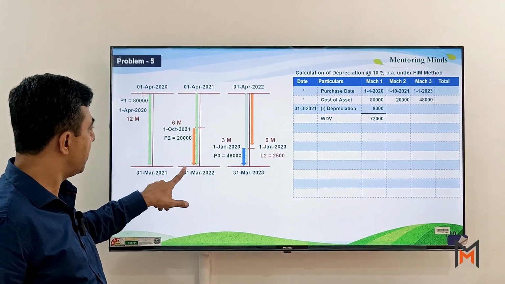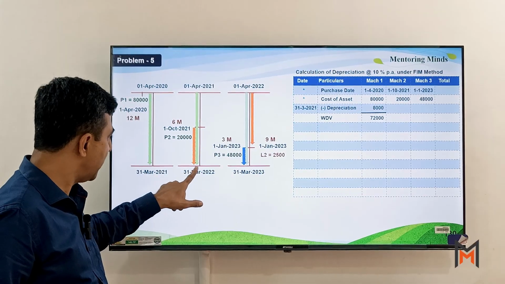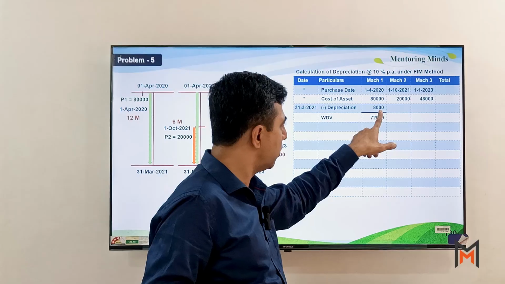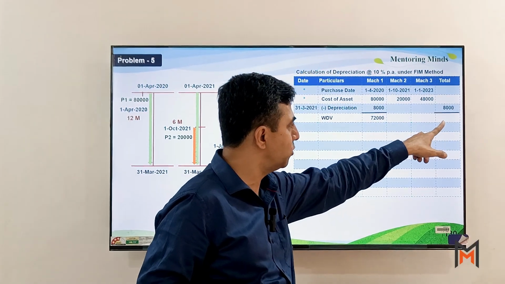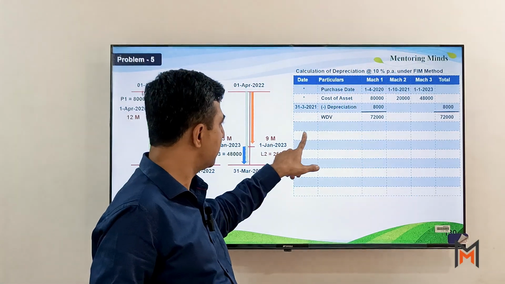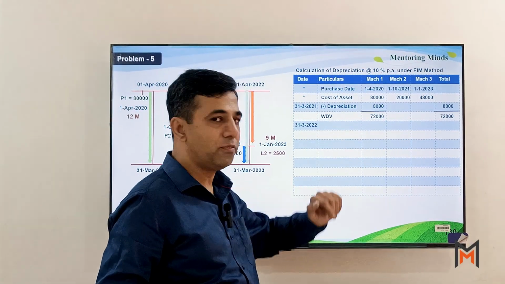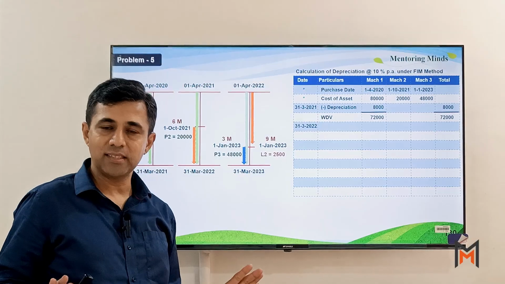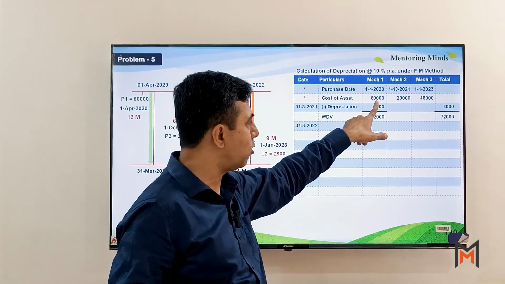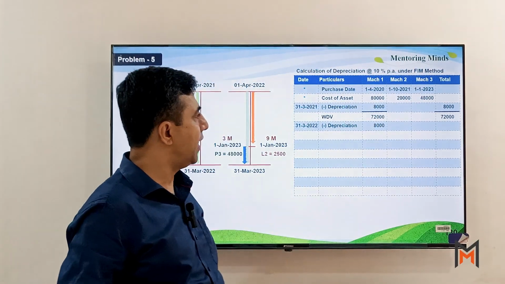In the second year, we have purchased the asset. So now at the end of the year, there are two assets with us. First, let us do the total of depreciation, which is 8,000, and here 72,000. In the second year, there are two assets with us. So here 10% of 80,000. Since under fixed installment method, depreciation is charged on original cost. That's why we'll take 8,000.